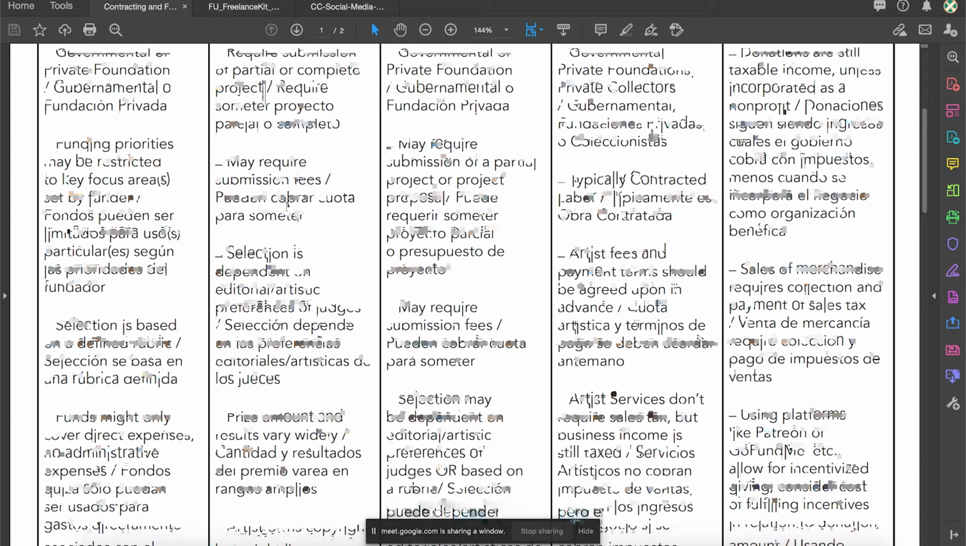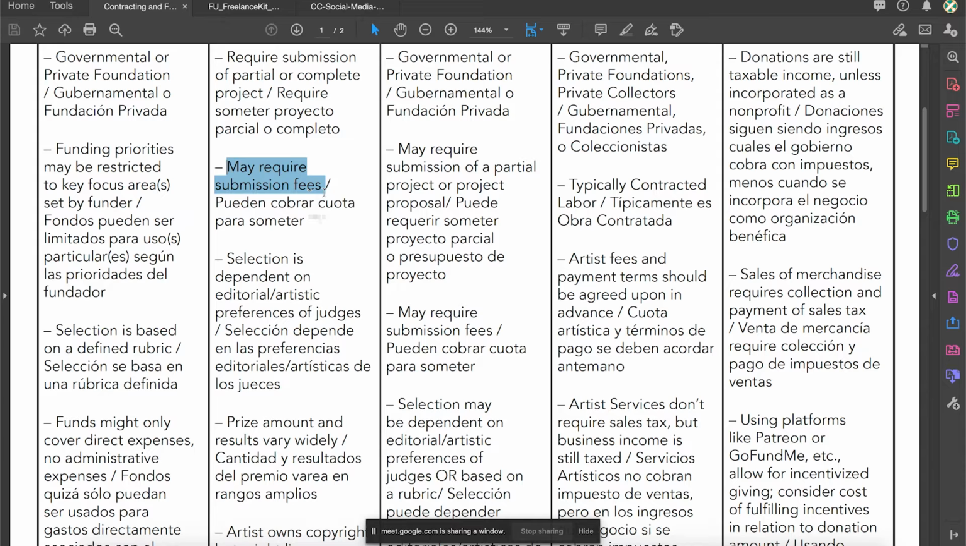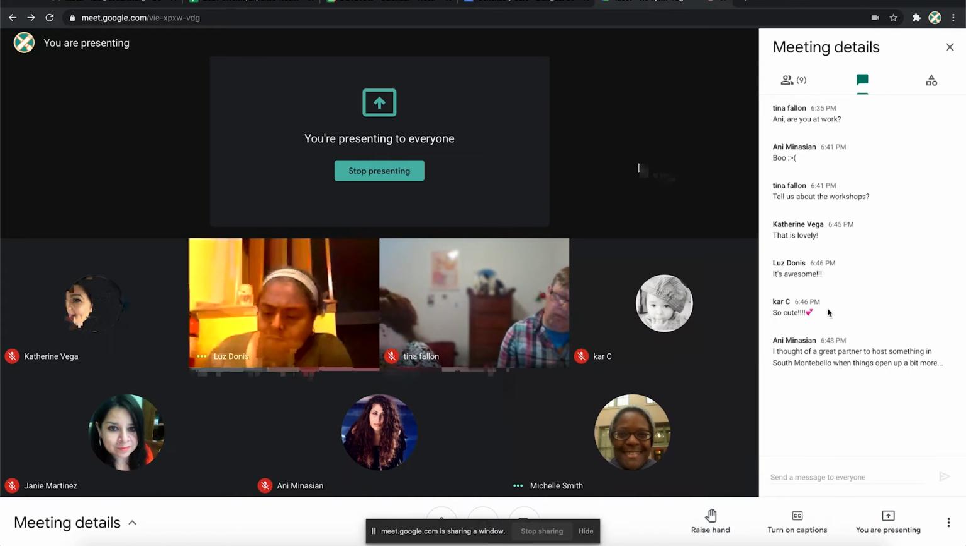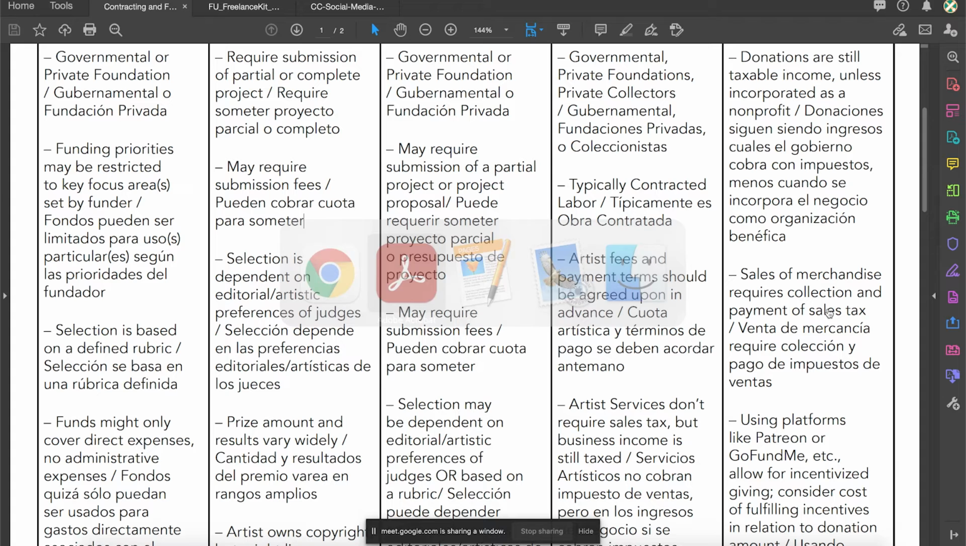But do keep that in mind, right? Some of them might require submission fees. So if submission fees are a barrier, there's always the opportunity to submit to ones that don't have submission fees. That's also an option. And sometimes those are grant funded, and so they'll offer you a smaller prize, or they might offer you something that they're given by their sponsors for the prize winners.